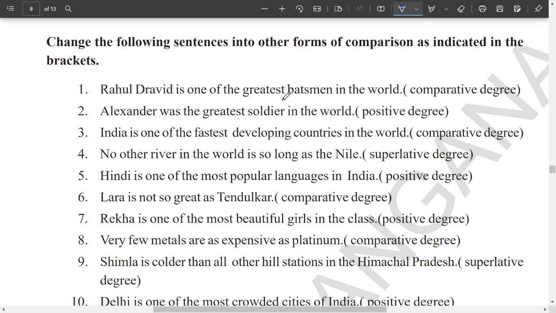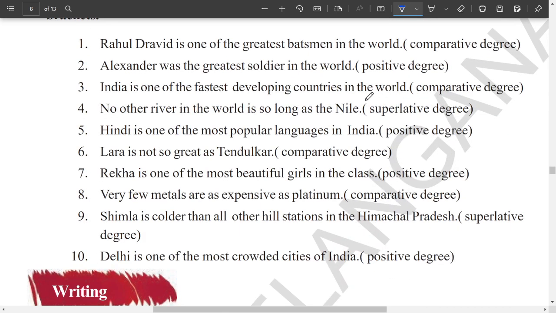Okay, look at the first one. Rahul Dravid is one of the greatest batsmen. Okay, so when you use greatest batsman, that means the statement is in the superlative. So when you change that, what is the comparative degree you can get? So you can use Rahul Dravid is greater than many other or any other batsman in the world. Okay, so Rahul Dravid is greater than any other batsman in the world. So we are comparing Rahul Dravid with any other, that is negative.